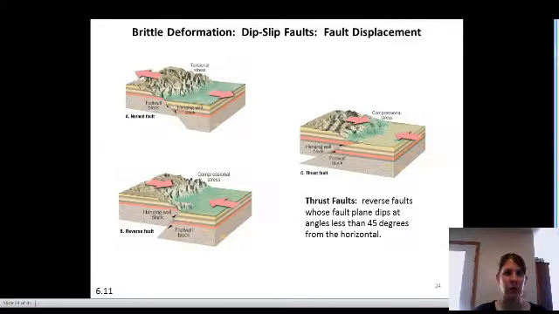So here you've got your normal fault, you've got your tensional or expansional forces. It pulls down your hanging block in relation to your footwall. Your reverse fault is compressional forces, and it actually shoves that hanging wall block up over the footwall block. And then what we've got are called thrust faults. These are reverse faults, but the plane dips at an angle less than 45 degrees from horizontal.